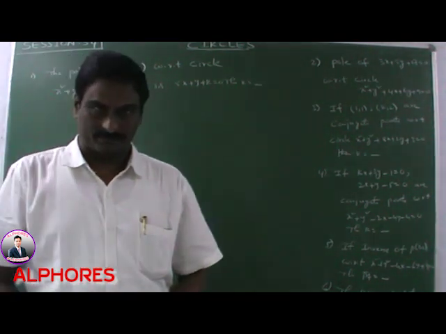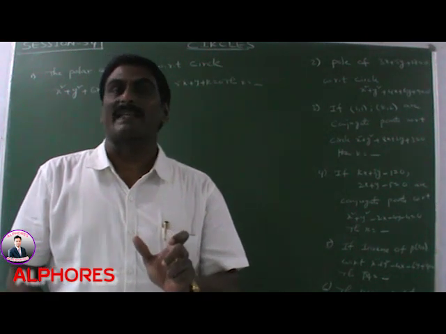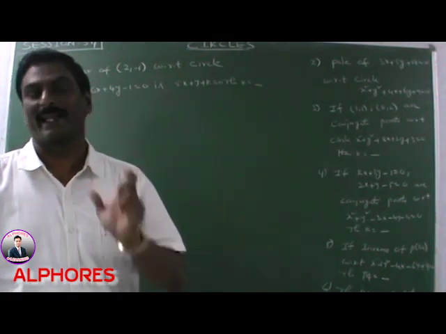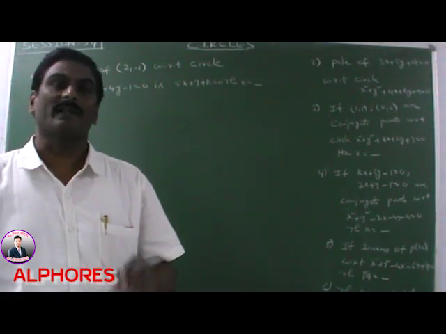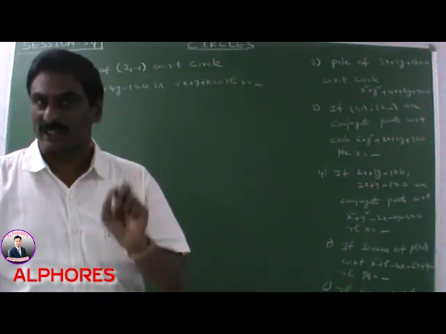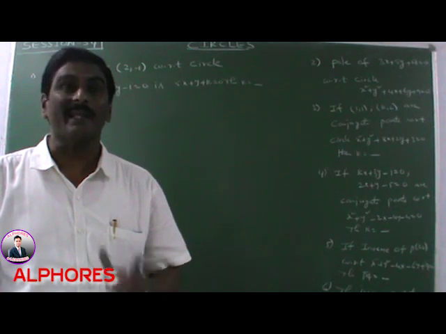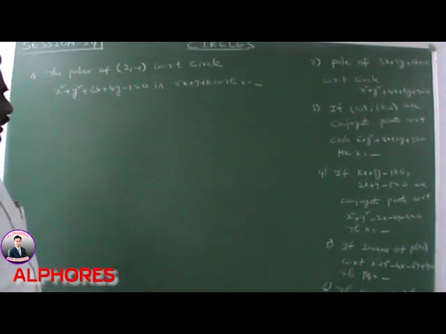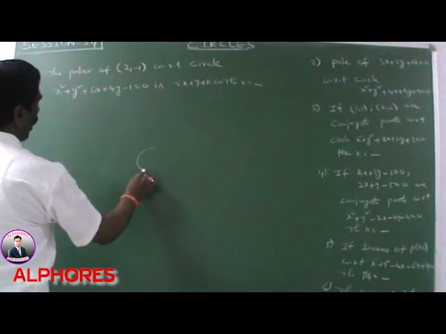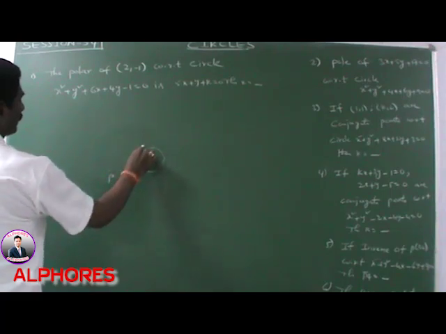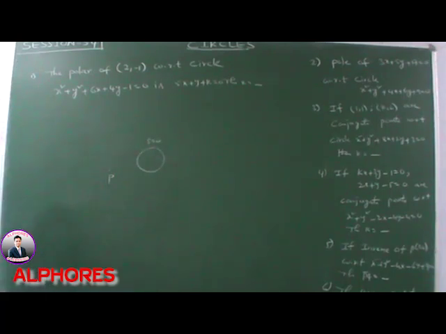What is the polar? Suppose P(x1, y1) is any point in the plane containing the circle S = 0, then the equation of the polar is S1 = 0. Polar is simply a straight line. If the point P lies outside of the circle, then the polar cuts the circle at two different points.